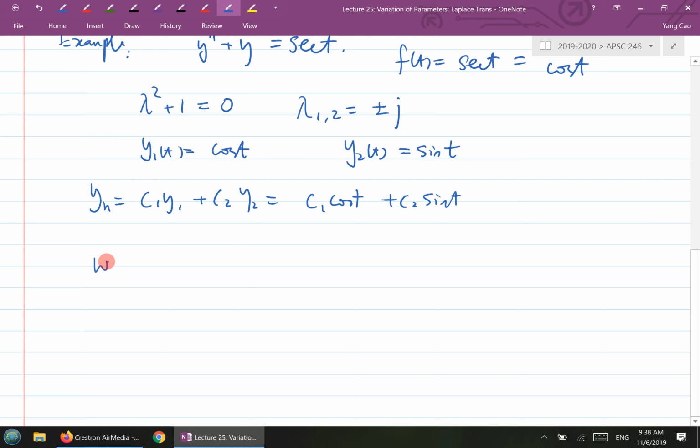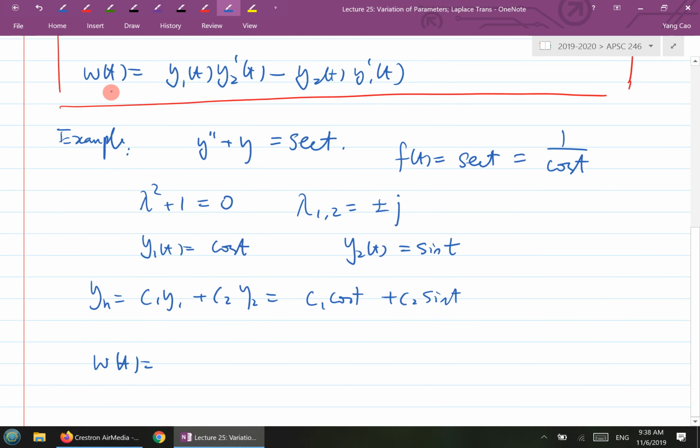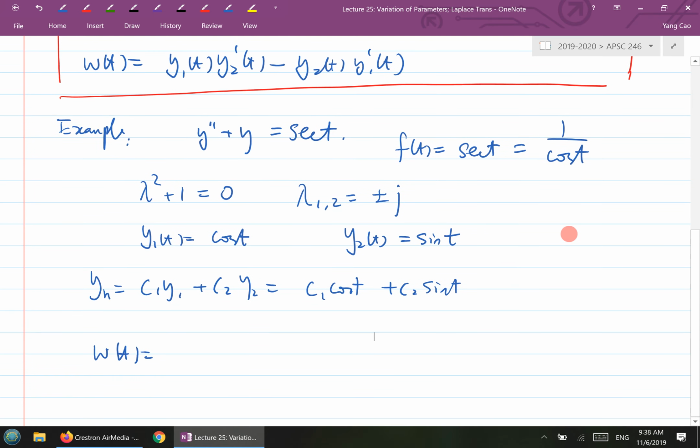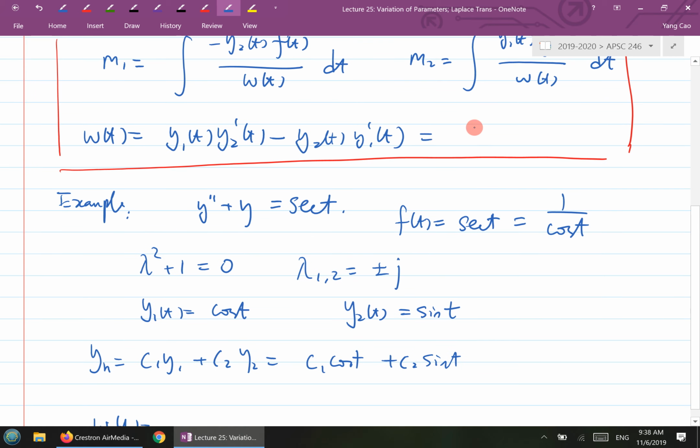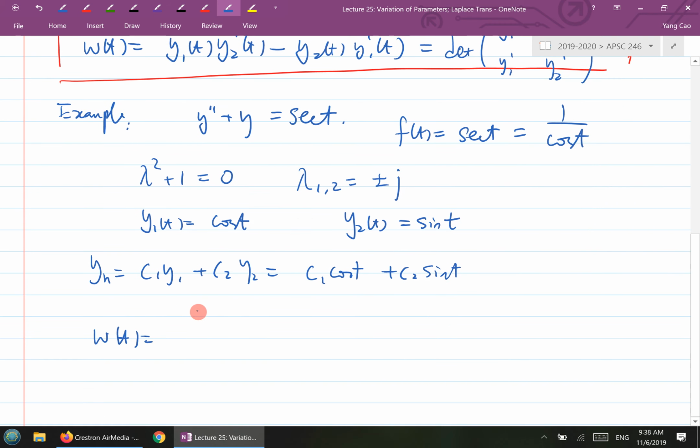First, you need the Wronskian W(t). Let me write it as a matrix here. It's the determinant of the matrix with y1, y2 on the top row and y1 prime, y2 prime on the bottom row. Sometimes it's easier to memorize this 2 by 2 matrix and then calculate the determinant. So the Wronskian is the determinant of that 2 by 2 matrix.